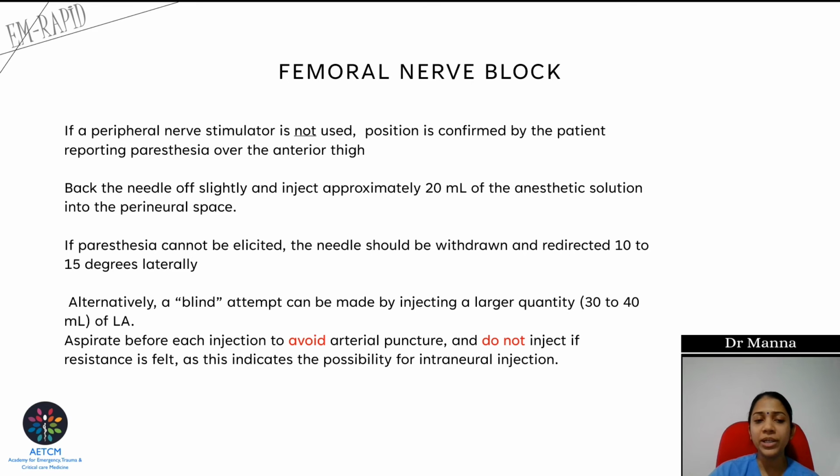Before injecting any local anesthetic, make sure that we are not puncturing the artery, because we know that the vein is very close to the artery. So to avoid that, always aspirate and see. And if at all we feel some resistance, we do not inject, because we might be in the femoral nerve. So don't inject into the nerve. We are planning to inject only into the perineural space.